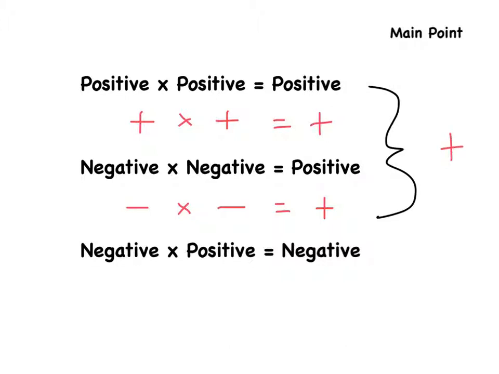Now, if we are multiplying two numbers with different signs, if we're multiplying a negative times a positive, the answer is always negative. So a negative times a positive always equals a negative. So if the two are different, then it'll be negative. If the two are similar, it'll be positive.